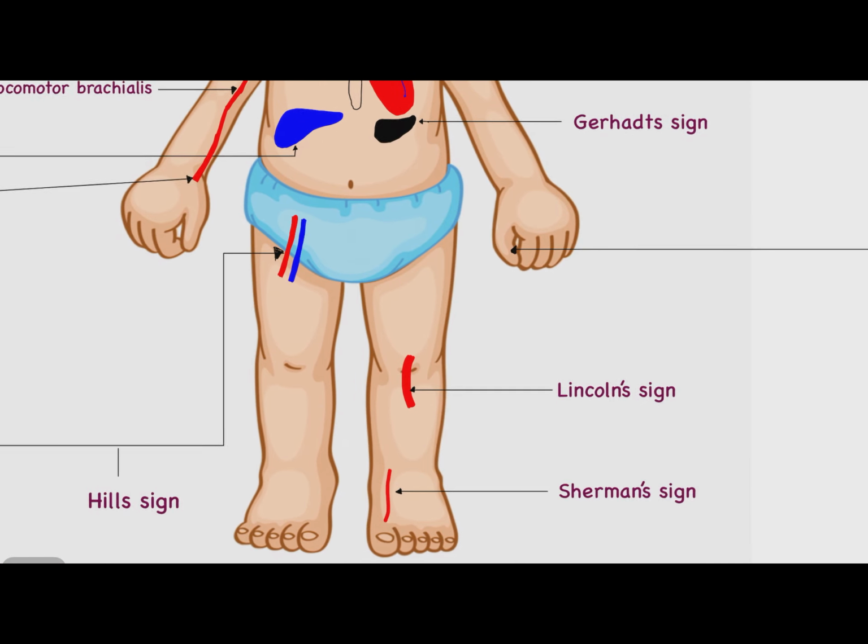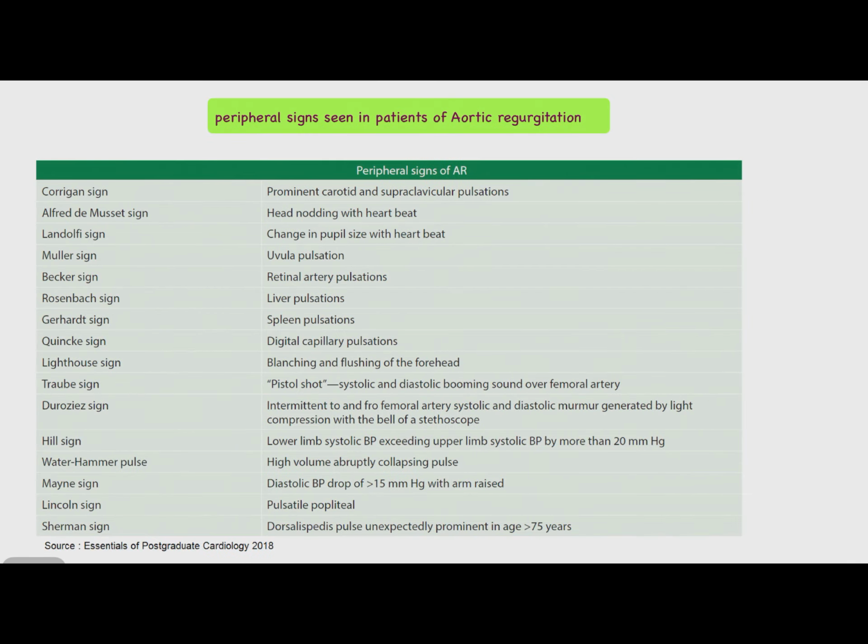Now the second last sign is Sherman sign, which is the unexpectedly prominent dorsalis pedis artery in patients who are more than 75 years. Next and the last sign, which is not shown in the schematic diagram, is Mayne sign, which is a diastolic blood pressure drop of more than 15 mm with the arm raised. So these were the 16 signs which we have discussed in patients with aortic regurgitation. Okay, thank you.